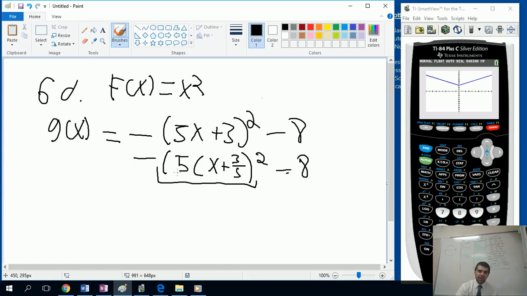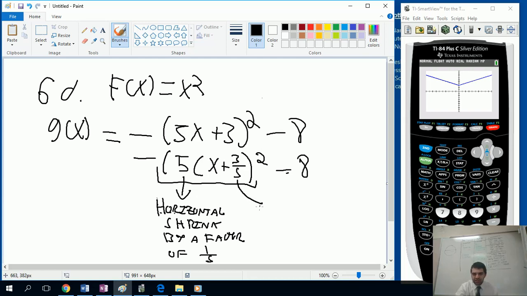But let's look at the transformations here. That 5 is also only affecting the core part of the function and not the negative 8. So it's also horizontal. I just said horizontal, so why was I saying vertical? Probably because I'm losing my mind. We have a horizontal shrink by a factor of 1/5.